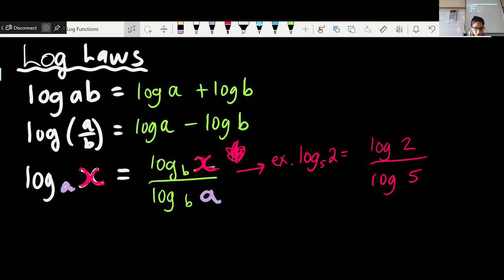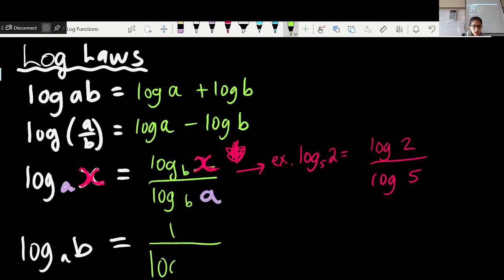If we have log base A of B, ready for this? That's the same thing as 1 over log base B of A. Whoa. Do you see what just happened? We swap the base, and if we're writing it as the reciprocal, then these two just swap. So again, this is a tip or trick or rule that can be helpful.